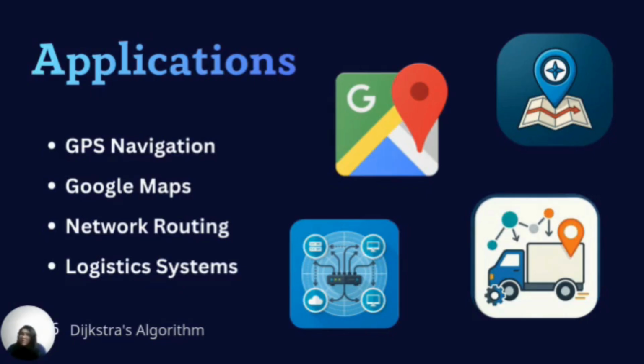Now let's look at some real-world applications. GPS navigation systems use shortest path algorithms to find routes. Google Maps uses shortest path calculations to suggest directions. Computer networks use similar techniques to route data. Logistics companies use shortest path algorithms to optimize deliveries. These applications demonstrate how Dijkstra's algorithm helps solve real-world problems every day.